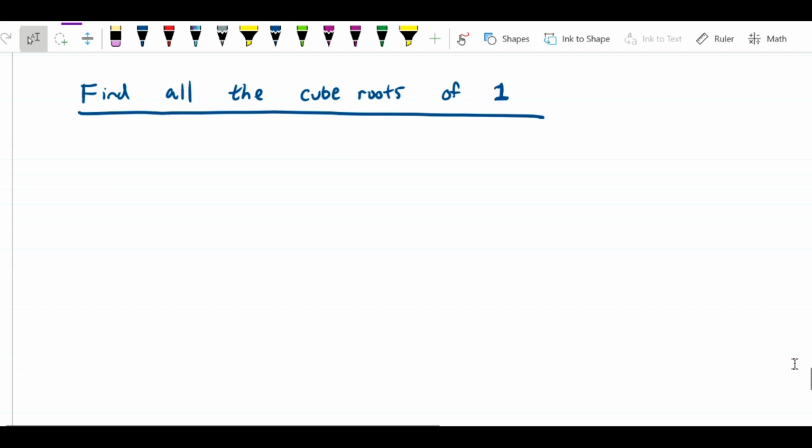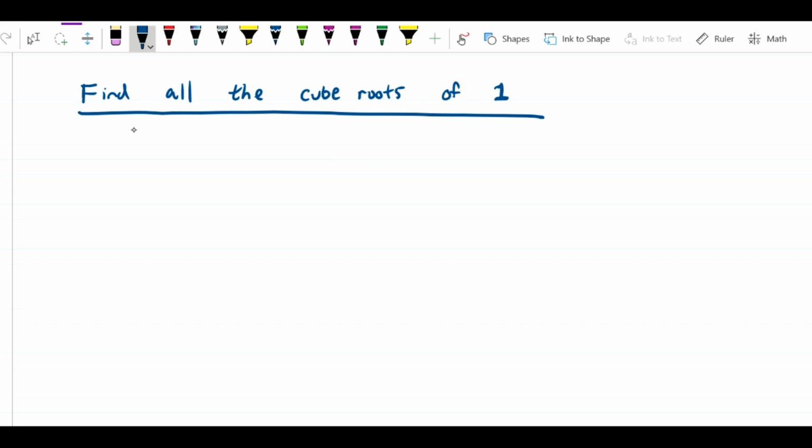So we're going to use that cyclic property of the exponential form of complex numbers to find all the cube roots of 1. Now I know many of you are saying, what do you mean? There's only one cube root of 1. Actually, that's not true. There are 3 cube roots of 1. Let me show you how we know that.